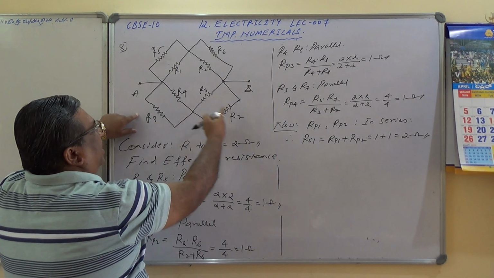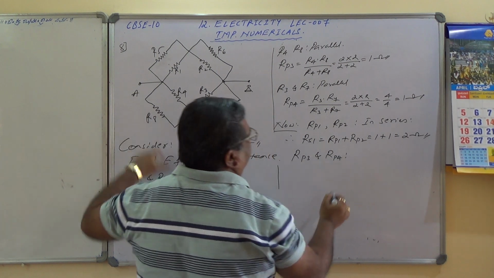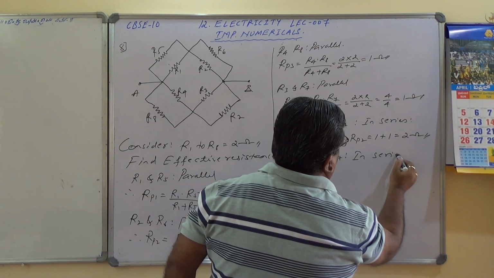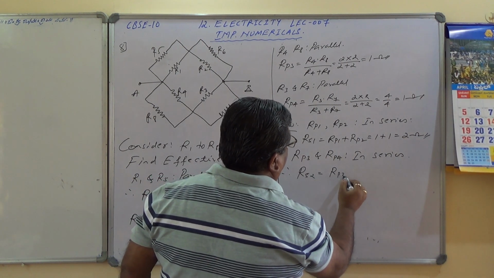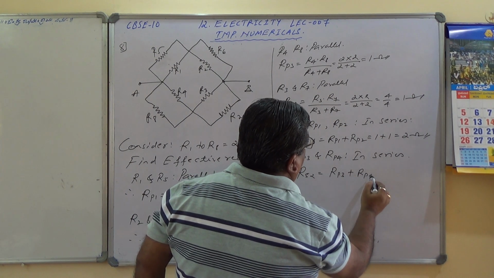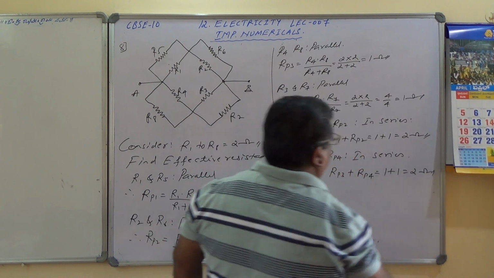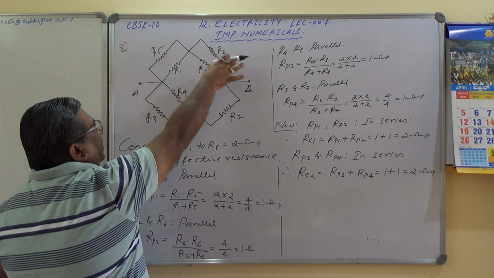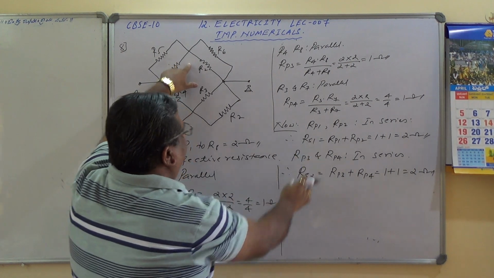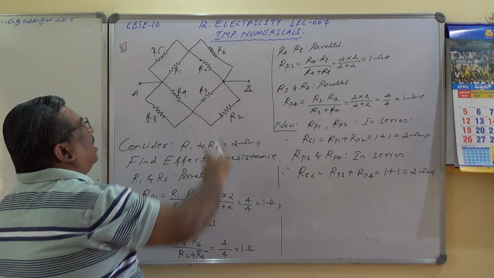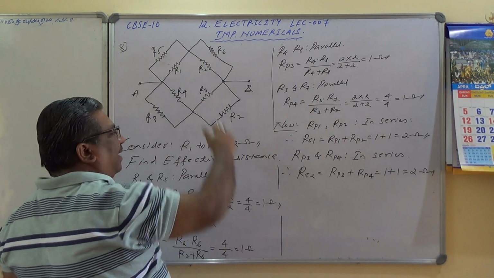Similarly, RP3 and RP4 are in series combination, and therefore RS2 equals 2 ohms. So finally, these resistors have been clubbed together to form RS1, and these two have been clubbed together to form RS2. So what is RS1? 2 ohms. What is RS2? 2 ohms. And these two are in parallel combination.